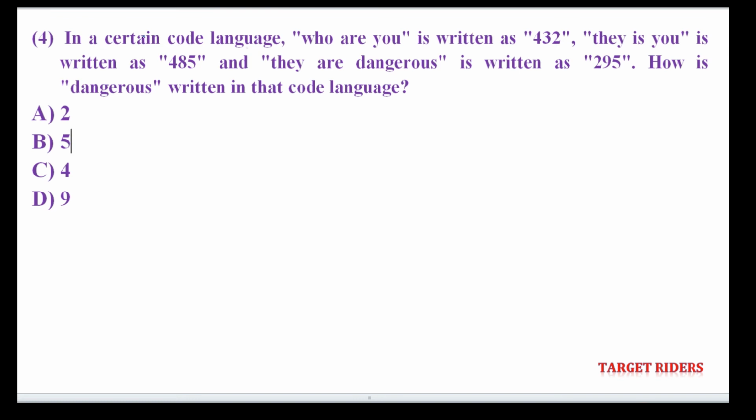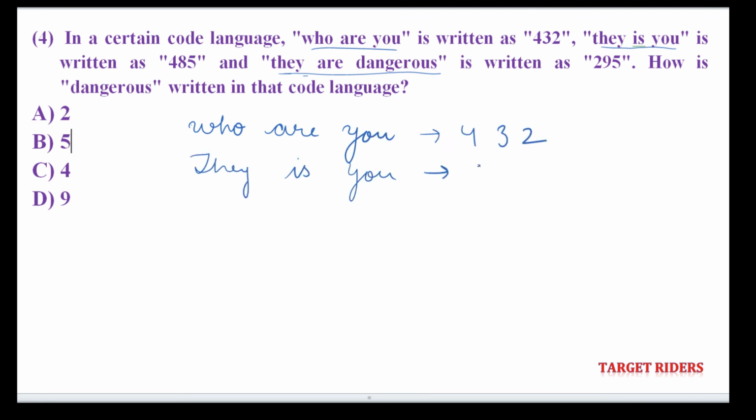Now the fourth question is, in a certain code language, 'who are you' is written as 432, 'they is you' is written as 485, 'they are dangerous' is written as 295. How is 'dangerous' written in that code language? So now solve this question. Firstly, write the coded language for 'who are you' is 432. 'They is you' is written as 485. 'They are dangerous' is written as 295.